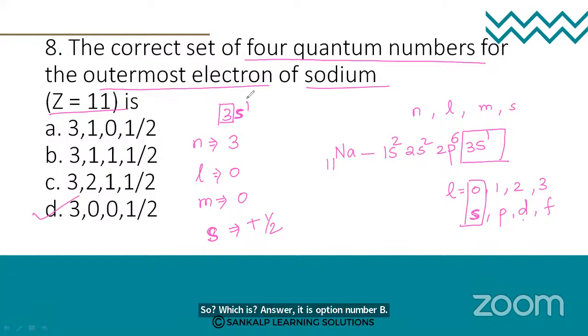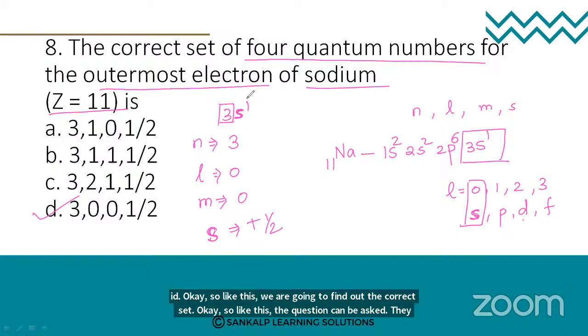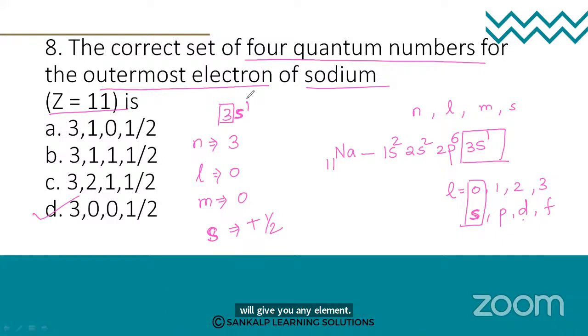Okay, so like this, we are going to find out the correct set. Like this, the question can be asked. They will give you any element and they will ask you to find out all the 4 quantum numbers. Fine. Let us go for the next one.